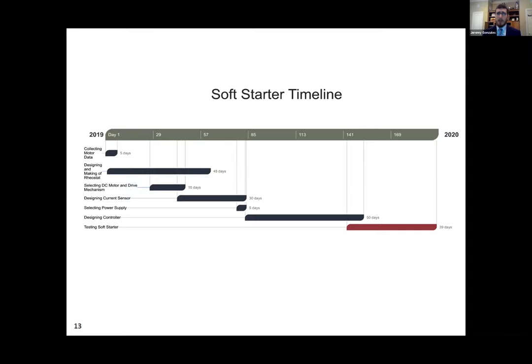And once that was finished, you can start on designing the current sensor. After that, we decided to pick out a power supply, at the end of the current sensor. And finally, we started building the control mechanism once all the other pieces were in place. The only thing that got really interrupted here was, unfortunately, we were only able to test one day due to the unfortunate pandemic that's currently happening. And so I'm going to continue on to the budget.